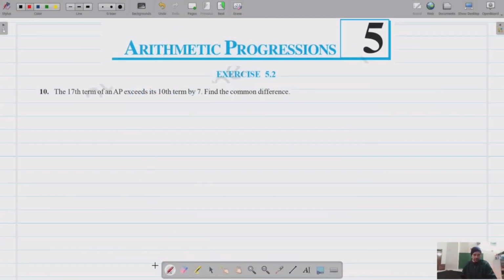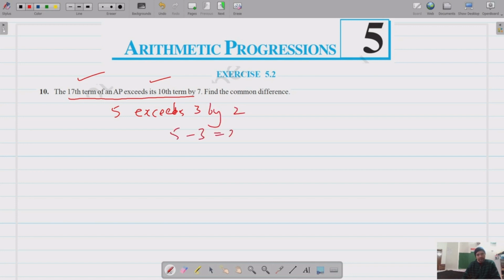Coming on to question number 10. It says that the 17th term of an AP exceeds its 10th term by 7. So let's try to understand the meaning of this. When I say 5 exceeds 3 by 2, that means 5 minus 3 is equal to 2. Now the 17th term exceeds its 10th term of the same AP by 7.